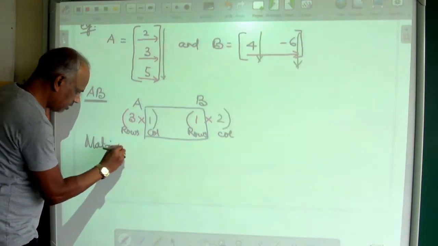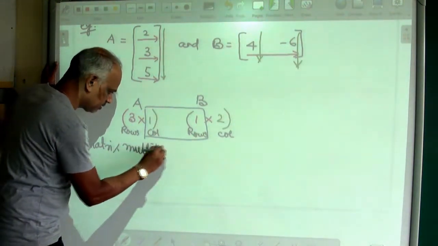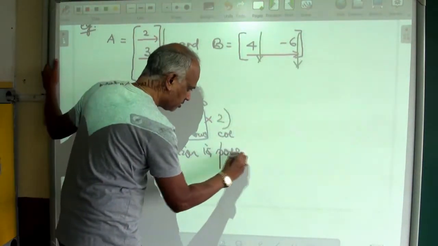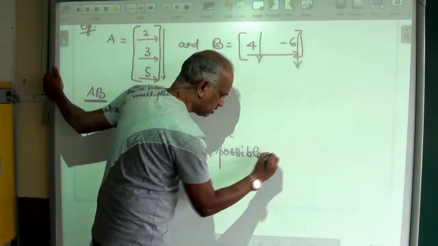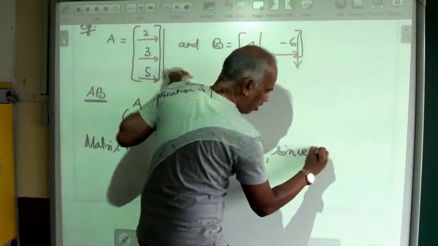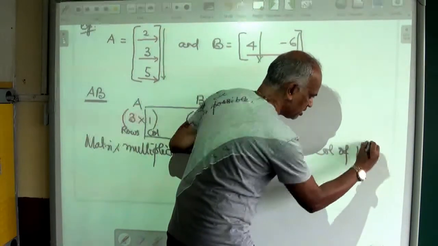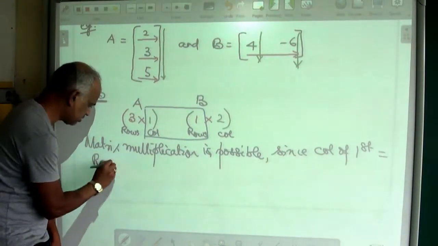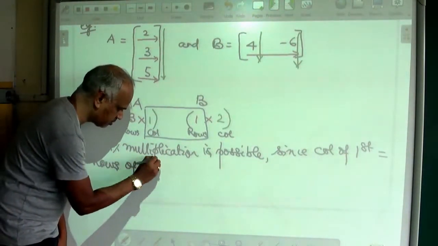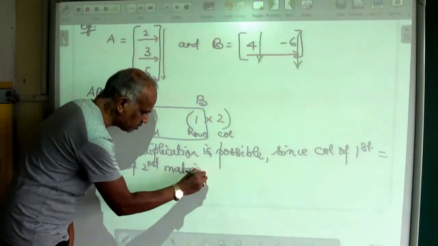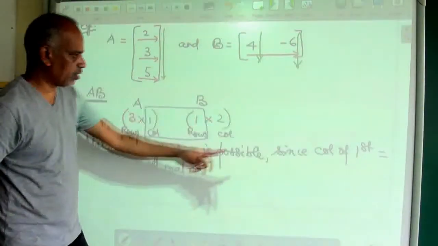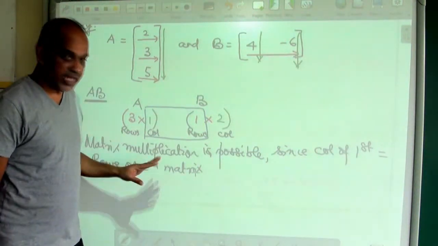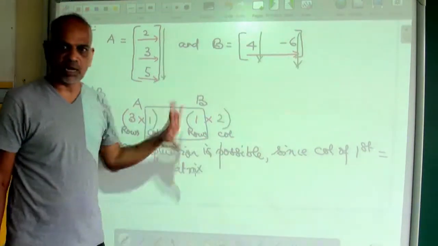Matrix multiplication is possible since columns of the first is equal to rows of the second matrix. That is, these two numbers are the same. Columns of the first matrix and rows of the second matrix are the same. If they are the same, matrix multiplication is possible. You can multiply both the matrices.